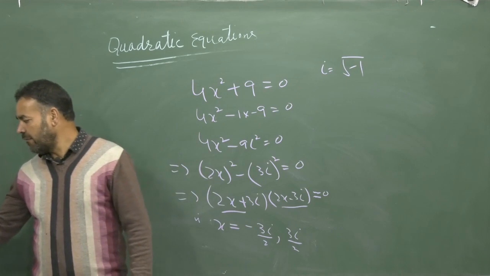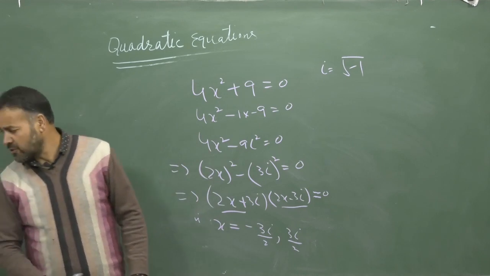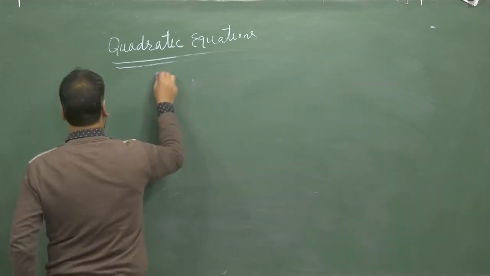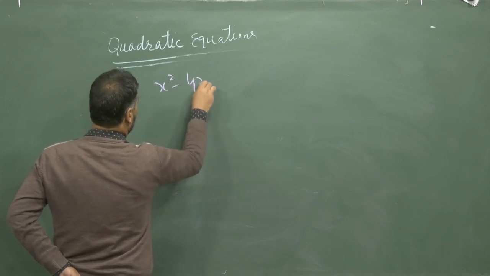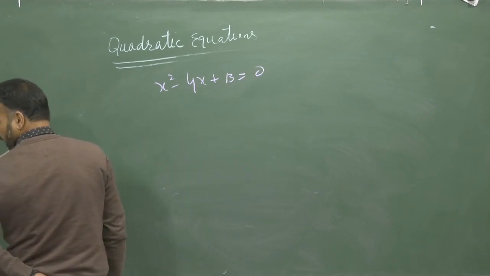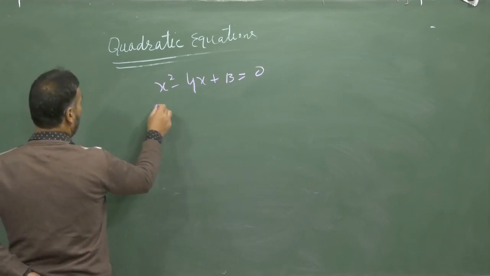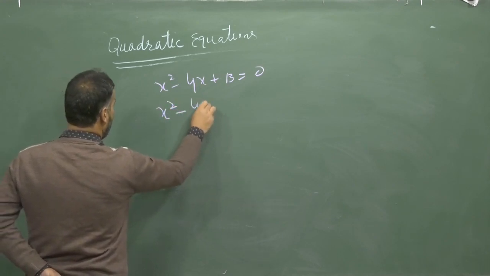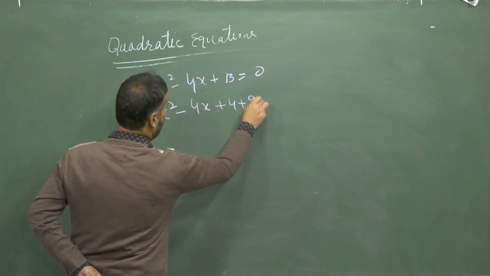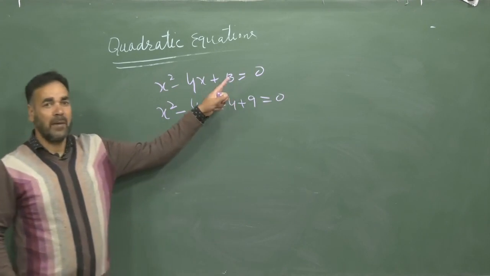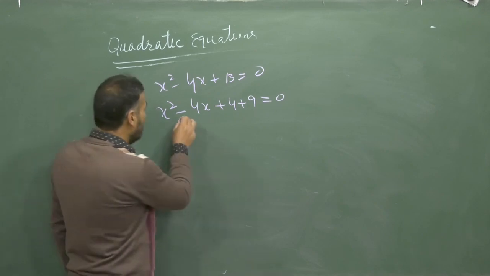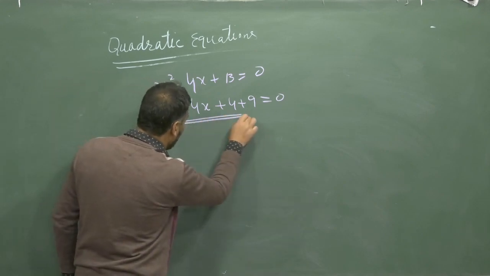Now if we take one more example, that is x square minus 4x plus 13 equal to 0, by the factorization method. How can you go about solving this? Can we say it is x square minus 4x, this 13 we can write as plus 4 plus 9 equal to 0, because we have split 13 into two parts, 4 plus 9. Why? Because we can take these three terms into consideration.